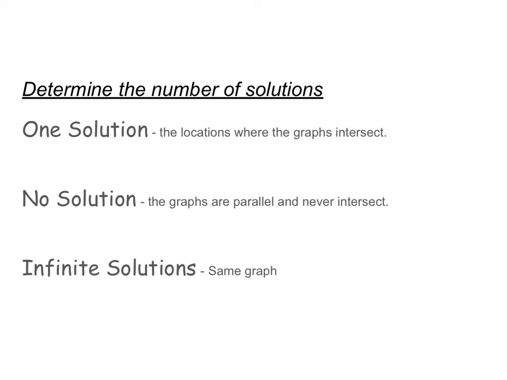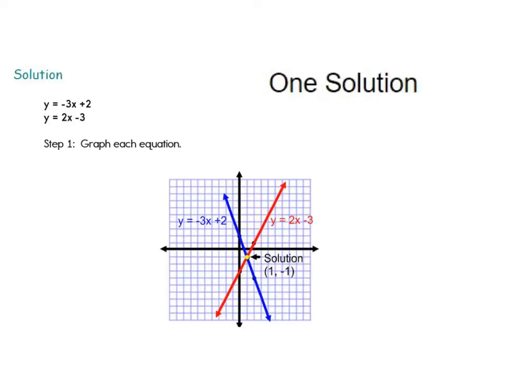What we need to understand is that when we're looking at systems of equations, we're either going to find one solution, or there may actually not be a solution, so no solution, or we may actually find infinitely many solutions. Let's take a look.